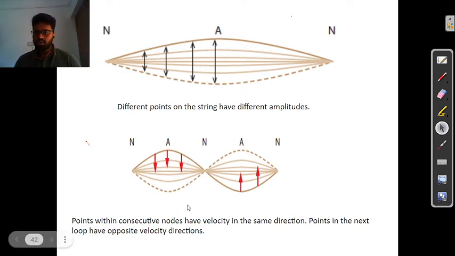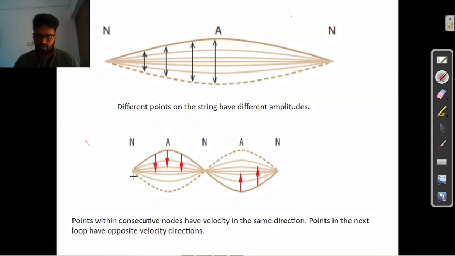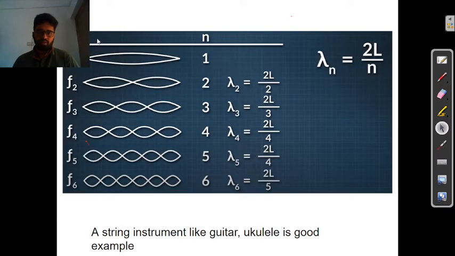So points within consecutive nodes have velocity in the same direction, and points in the next loop have opposite velocity directions. So here you have the particles, all of them are coming down, and here the particles that are trying to move up. So the displacements and velocities in the consecutive loops are in opposite directions. So this is the fundamental frequency, this is the second harmonic, third harmonic, fourth harmonic, fifth harmonic and sixth harmonic.